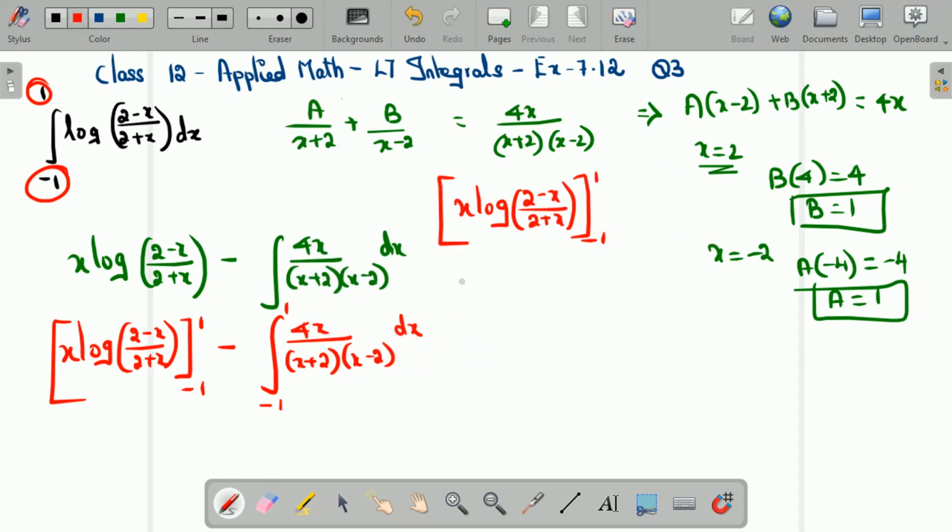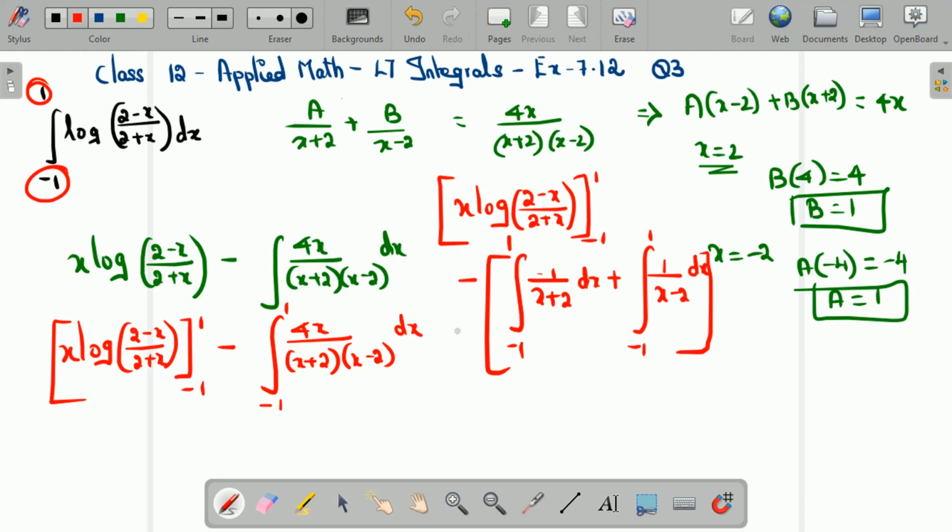So this is going to be minus of, remember this is integral of minus 1 to 1, a value is 1, so 1 divided by (x plus 2) dx, plus b value is also going to be 1, so 1 divided by (x minus 2) dx between the limits minus 1 and plus 1. Remember, this negative sign is for this whole integration. So for now I'm putting this inside a bracket. Now let's simplify this integration further.